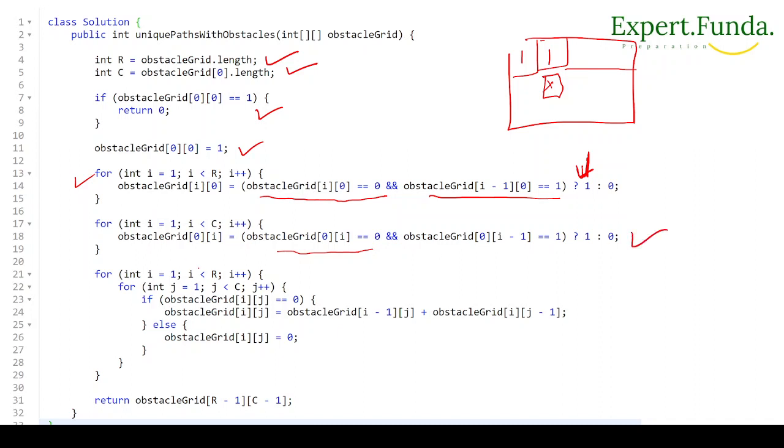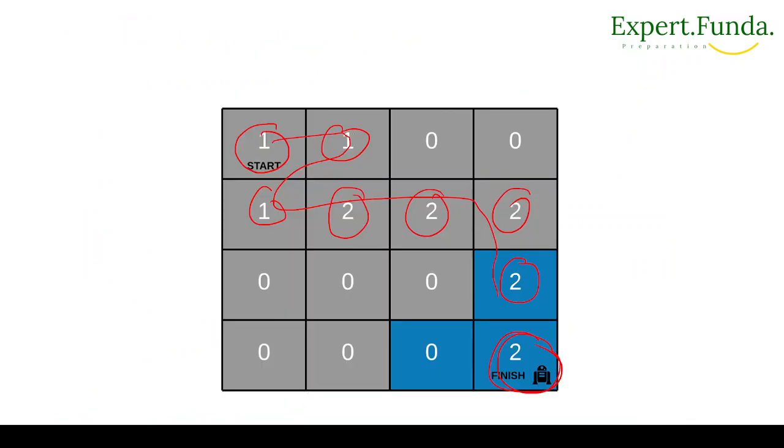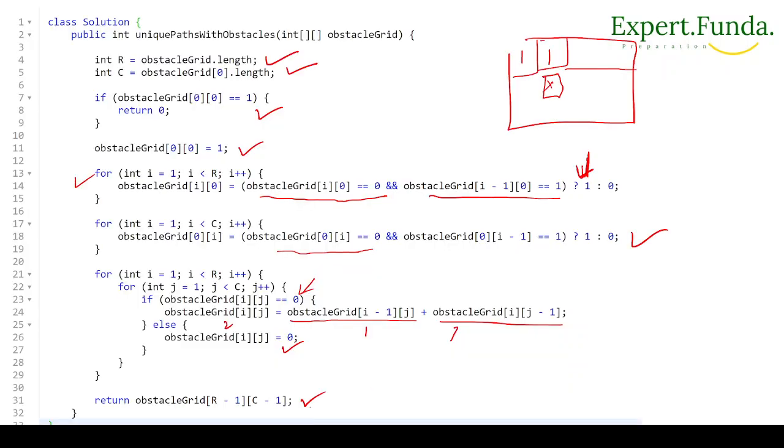Now for i and j we will move, and we'll check if it is equal to 0, because we have already marked all this one. If it is equal to 0, we will find the value at this position and the value at this position. If both are 1 and 1, then it will become 2 at this position, otherwise we will mark it as 0 only. Initially we have already marked everything, and then we are updating the values, 2, 2, 2, 2, otherwise the rest will remain 0. So finally at the last cell of the grid we will return this value.